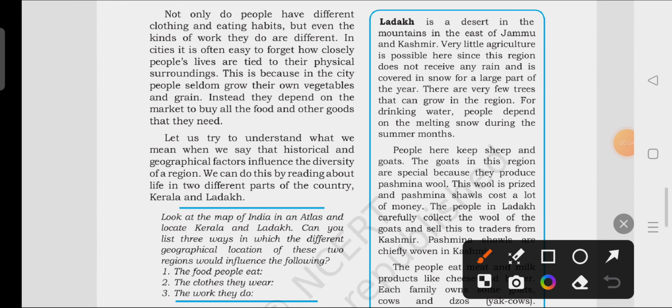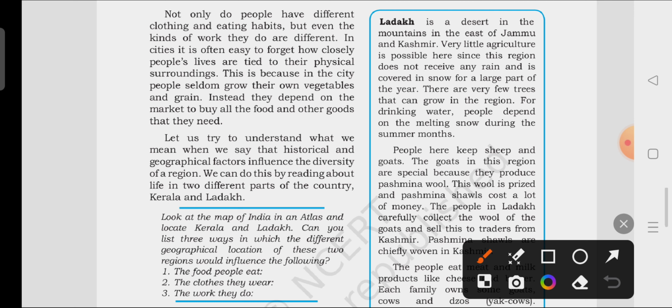So in our previous class we have understood about diversity and about its advantages, like what diversity adds to our lives, and after that we have understood about diversity in India, and we have also understood the reason behind the diversity a little bit.